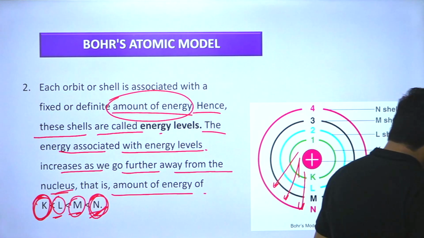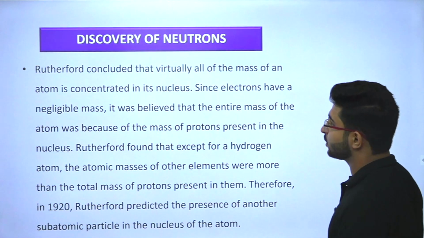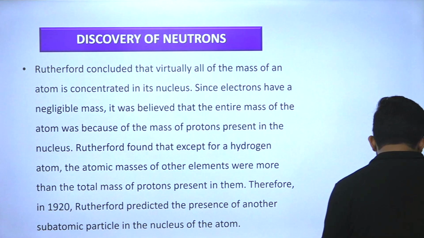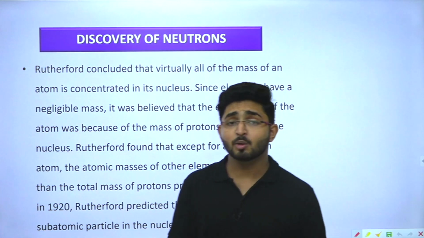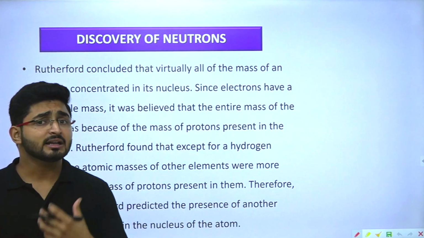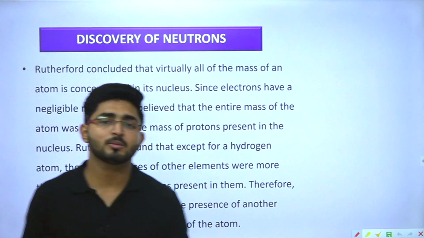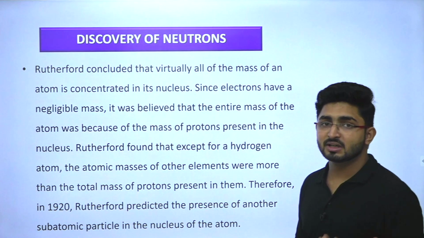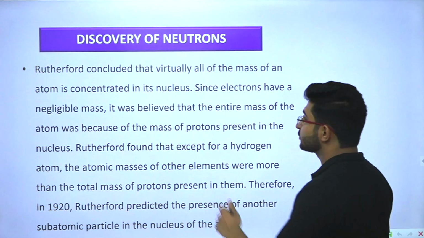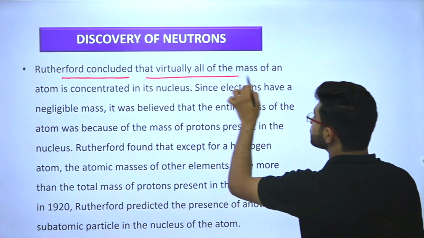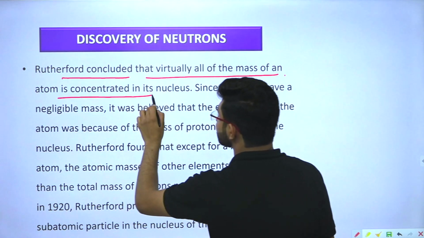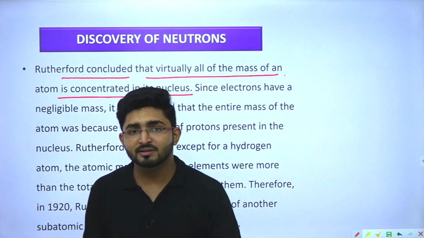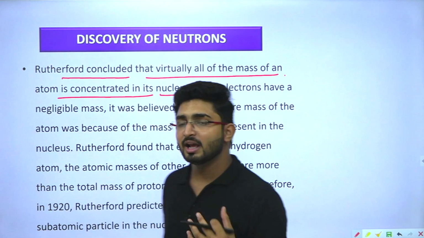Now moving further, we are going to study the discovery of neutrons. Rutherford gave us the scattering experiment. After that, he proposed the nuclear model of atom, and after that Niels Bohr also gave his model of atom. But now we are going to study the discovery of neutrons, as we have studied the discovery of protons and electrons. Rutherford concluded that virtually all of the mass of an atom is concentrated in its nucleus.